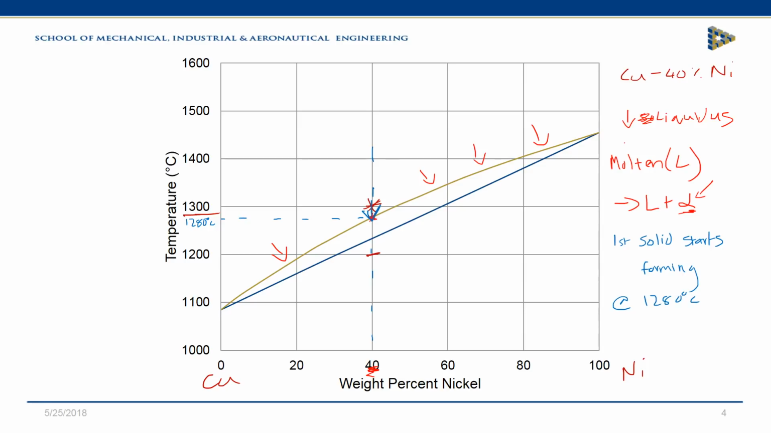And now I can ask a further question. I can say, what is the composition of the first solid? And how do I determine that? Once again, I take my tie line. I know it starts at 1280 degrees, so I draw my line across. I continue until I hit my solidus line, which is over here. And if I, once again, extrapolate down, it looks to me as if my first solid is going to have a composition of 52% nickel.